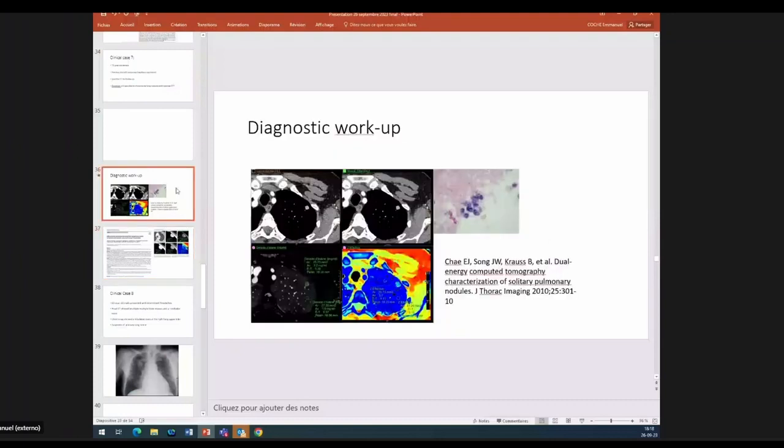You always have to normalize with the aortic content, but it has some value for characterization of lung nodule. You see, in this case, the patient had some operation. It was a papillary thyroid carcinoma.